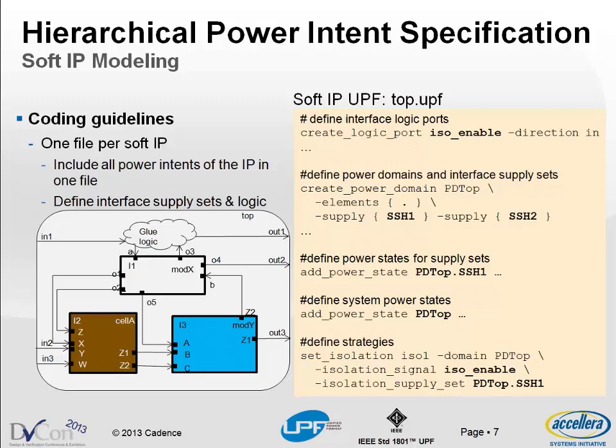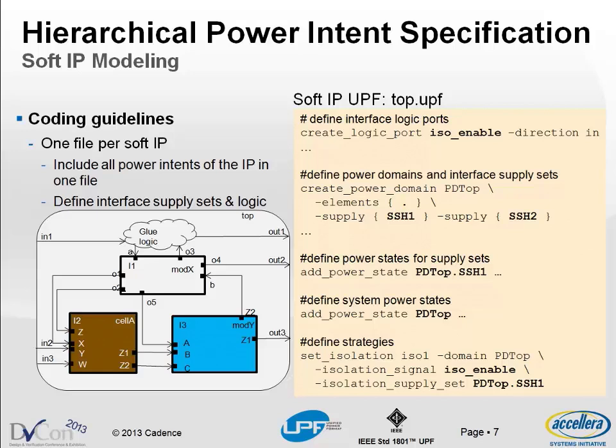For the coding guidelines for soft IP, there are many small items, but I want to emphasize two things. One is one file per soft IP, which should include all the power intent you want to describe for the IP, and also you want to define the interface of supply sets and logical ports. I will use an example to show what exactly I mean by the interface, supplies, and logic. If you look at this design, I have three blocks. The block shown a little bit shaded is hard IP. I will get to that a little bit later on.